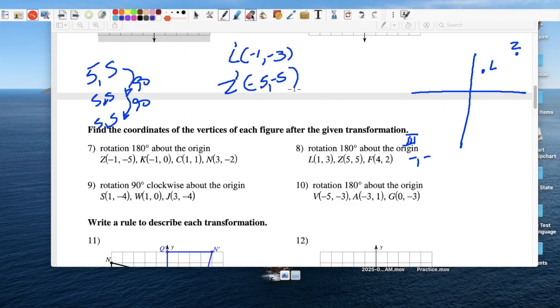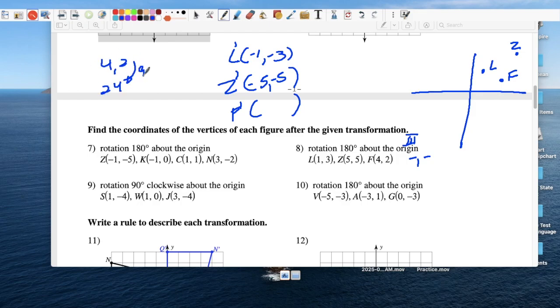(4, 2) is 4 to the right and 2 up. That's point F. So F prime, and again, (4, 2) becomes (2, 4), and then it becomes (4, 2) because you have to switch twice, right? So it's still (4, 2), but (4, 2) where? In quadrant 3, and everybody's negative.